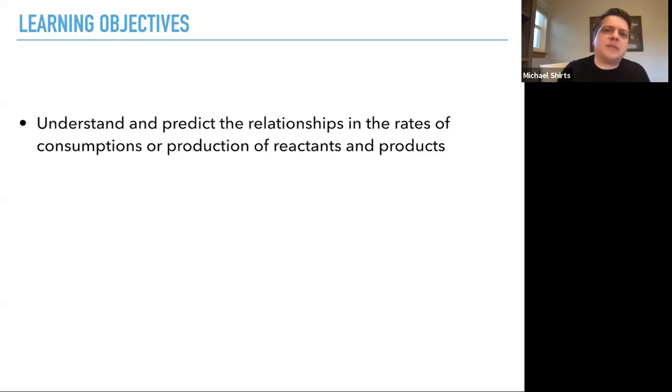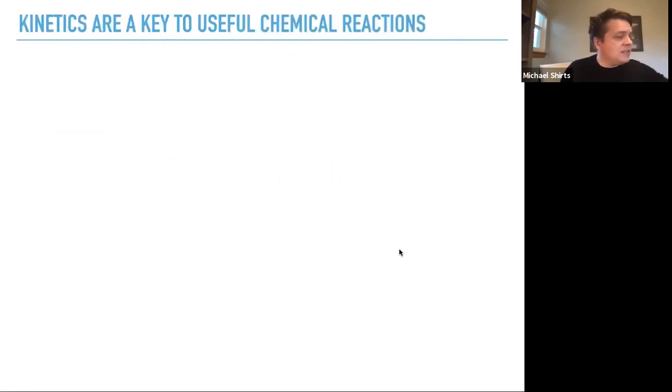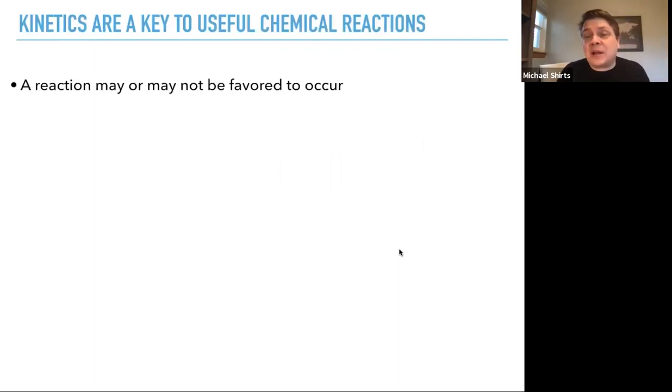And so what we'll be talking about in this first segment is understanding and predicting the relationships and the rates of consumptions or productions of reactants and products. So first, let's talk a little bit about the kinetics. Kinetics are key to doing useful chemical reactions. A reaction may or may not be favored to occur.